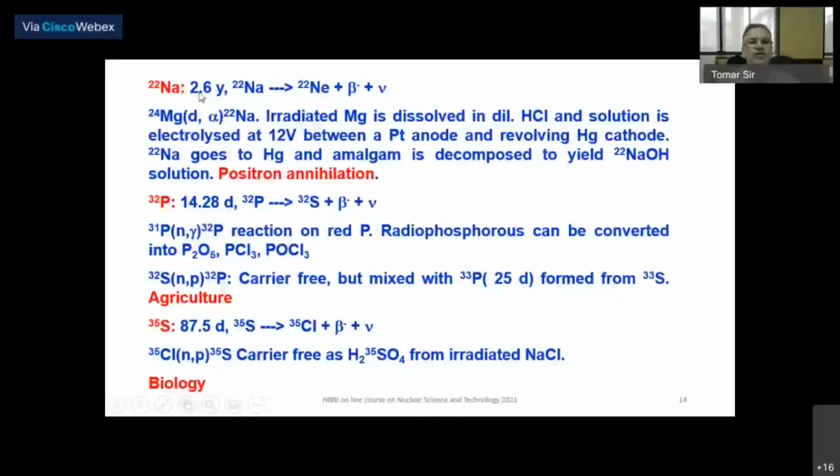It has a half-life of 2.6 years. So if you are doing positron annihilation spectroscopy, or if you want to use this as a source for timing spectroscopy, you can use it.